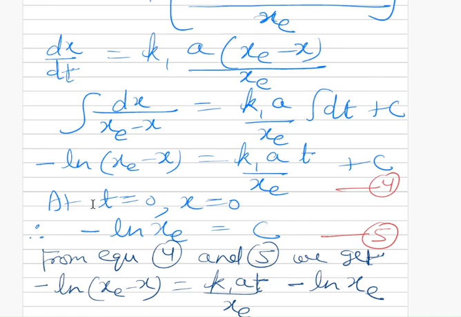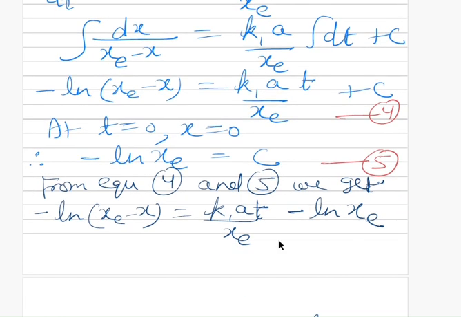By putting the initial conditions, that is at t is equal to 0, x is equal to 0, minus ln xc is equal to c. If we put here x is equal to 0 and t is equal to 0, equation number 4 reduces to equation number 5, and we get that minus ln xc is equal to c. From equations 4 and 5, what we get: minus ln xc minus x is equal to K1 a t by xc minus ln xc. What we are doing is putting the value of the integration constant in equation number 4.